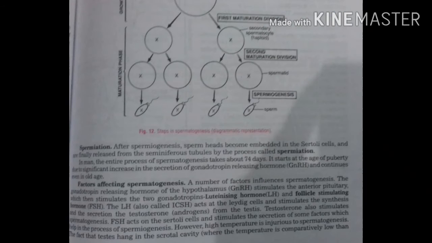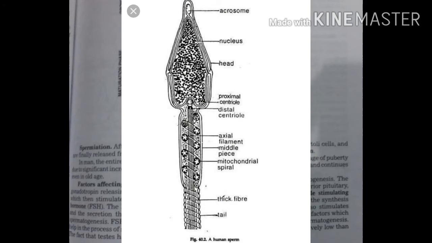Next one is spermiogenesis. The process of transformation of a circular spermatid to a spermatozoon is called spermiogenesis. In this process, the nucleus of the spermatid becomes the head of the spermatozoon. The Golgi apparatus of the spermatid, containing proteolytic enzyme, becomes the acrosomal cap.